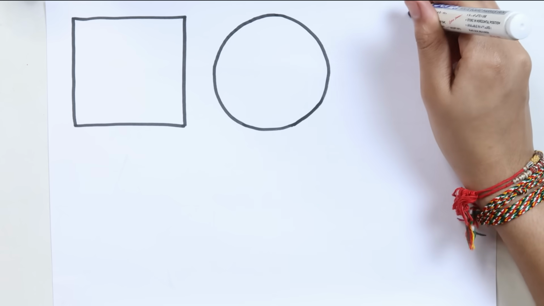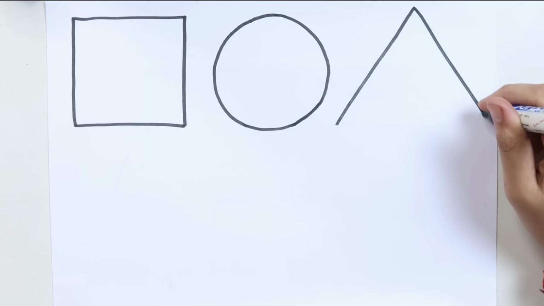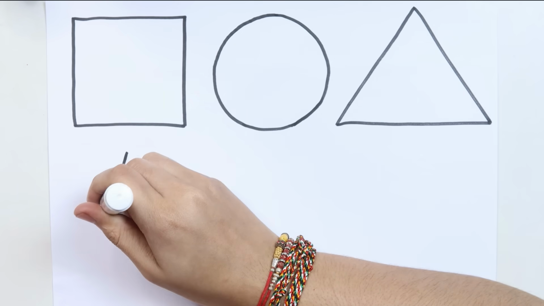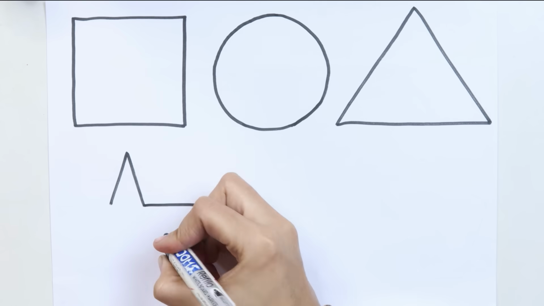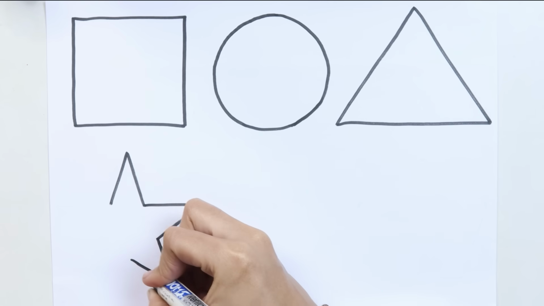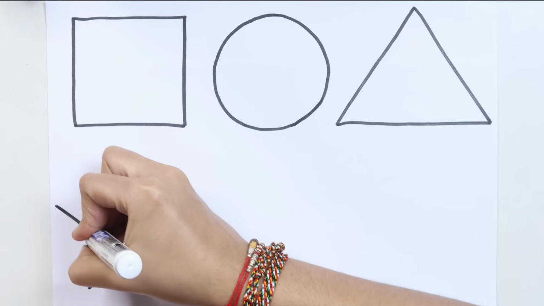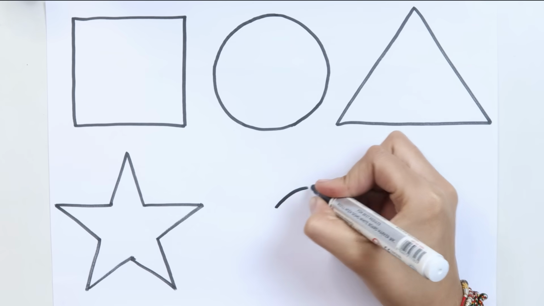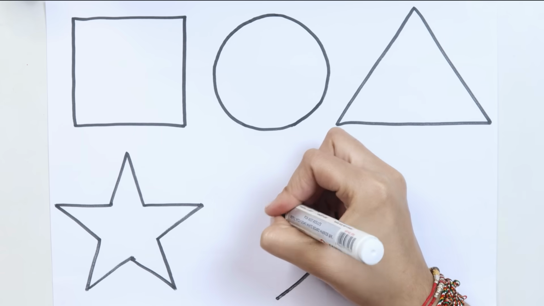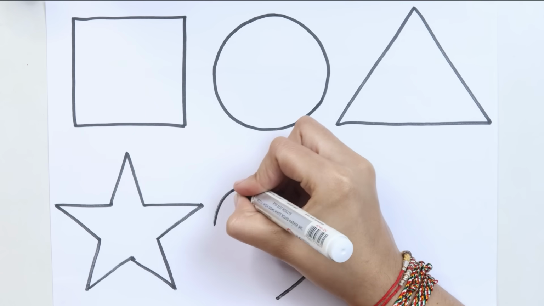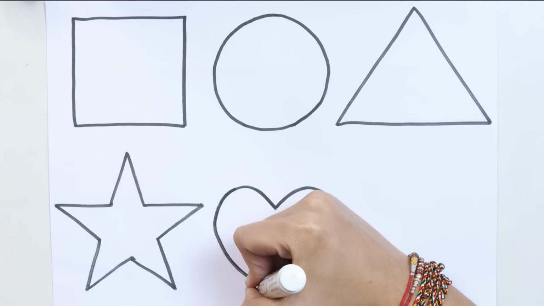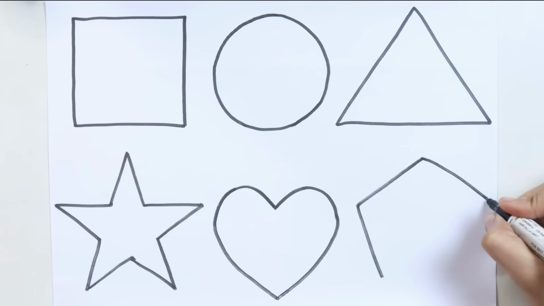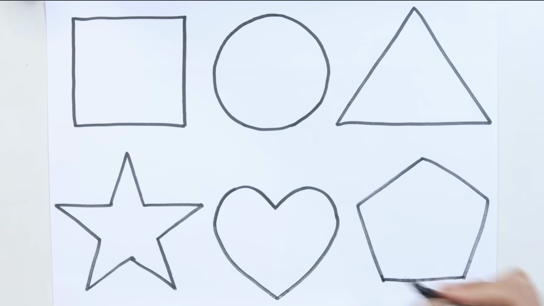Circle. In the sky, twinkle, twinkle, triangle. How I wonder what you are. Star. Heart. Your little light. Twinkle, twinkle, pentagon.